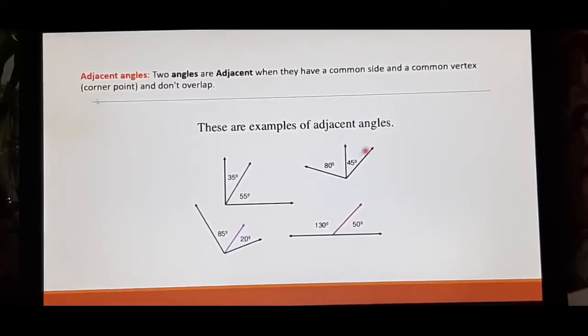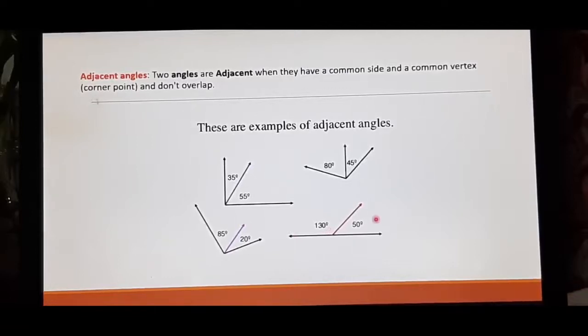Why? Because they are sharing a common vertex. See, the vertex is common. Moreover, they are sharing a common ray also. This is marked with green color. The other one, angle 85 degrees and angle 20 degrees, are sharing a common vertex and common ray. So which means 85 and 20 are a pair of adjacent angles. Same way, these two angles 130 degrees and 50 degrees are sharing a common vertex and common ray, due to which they are also known as adjacent angles.